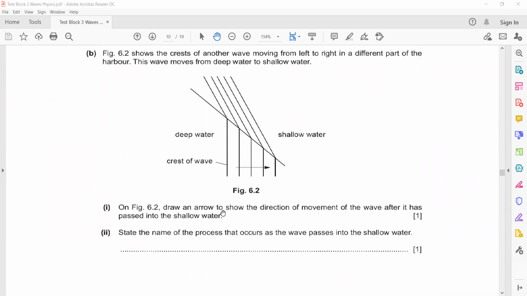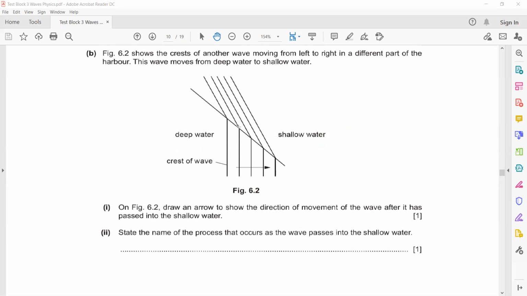On the figure, draw an arrow to show the direction of movement of the wave after it has passed into the shallow water. Look, the direction of the wave is always 90 degrees to the wave front. So you can place a ruler here, or you can use a set square, and draw an arrow which represents a direction showing the 90-degree angle to the wave front, that is the direction of the wave.